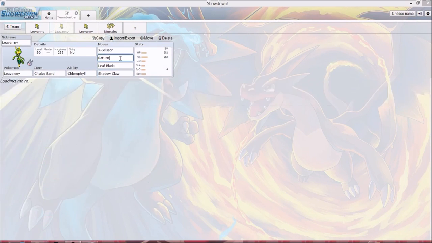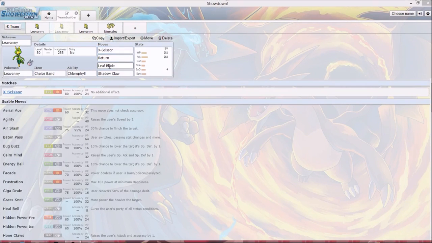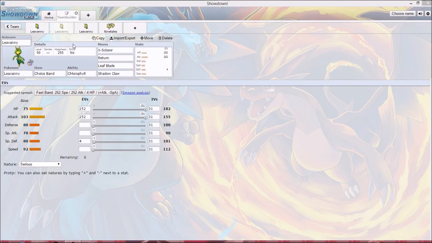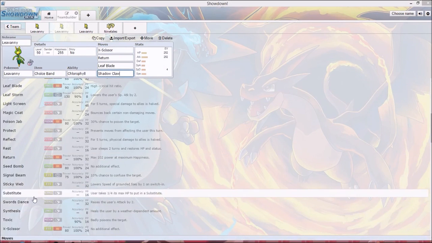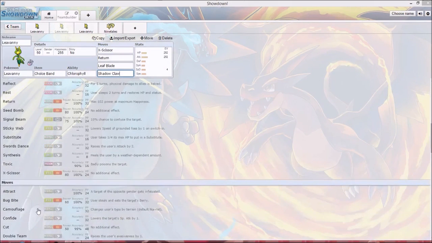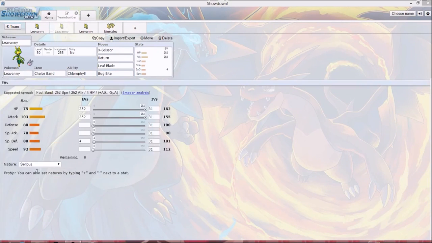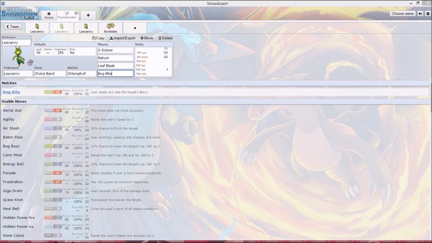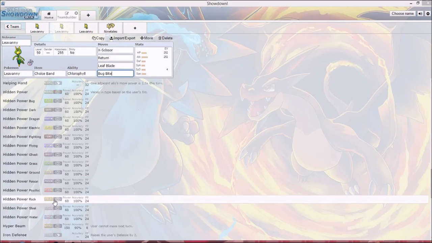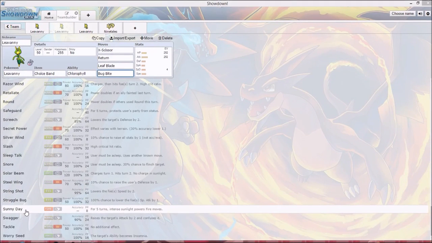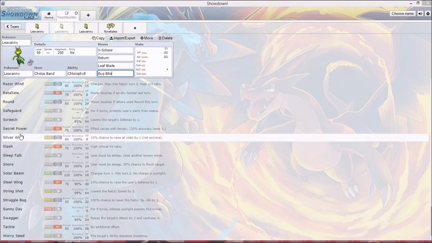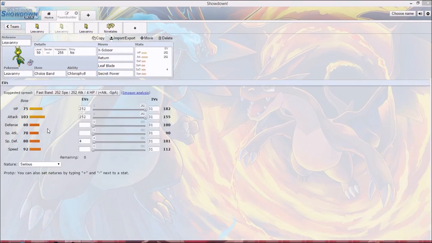You run coverage: Shadow Claw, Leaf Blade, Return, and X-Scissor. Two STAB moves, a move that's just a generic good move, and then another generic good move. Shadow Claw can also be substituted for something like Sticky Web, or what was I looking for? Bug Bite. You could put Bug Bite on this set and have it eat the opponent's berry. So you're low on health, okay, you use Bug Bite, you eat your opponent's Citrus Berry. Or you can carry Secret Power, I guess.